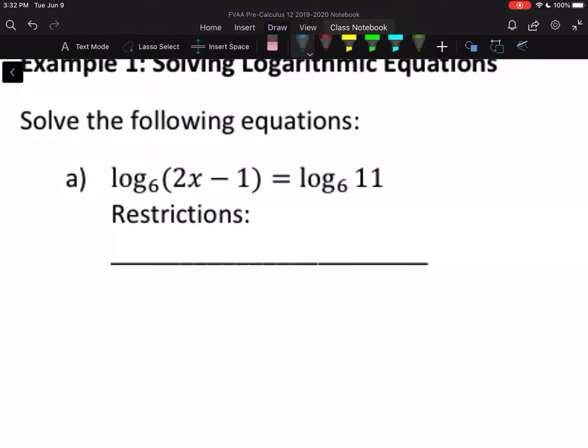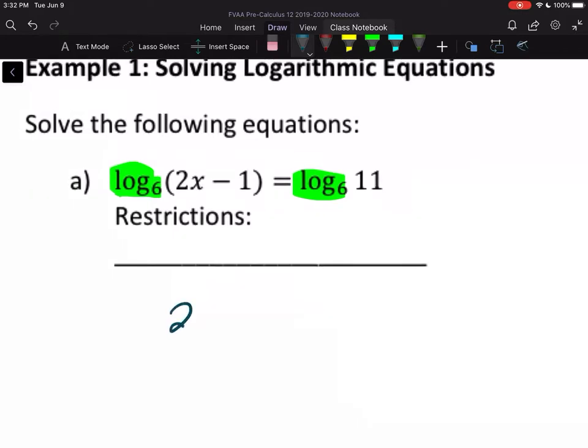So let's take a look here. For example, solve the following equation. Log base 6 of 2x minus 1 is equal to log base 6 of 11. Notice again that we have log base 6, so we have both logarithms with the same base. Therefore, A, which is 2x minus 1, and B, which is 11, must be equal to each other, right? So I can say that 2x minus 1 is equal to 11, and then go on solving from there.